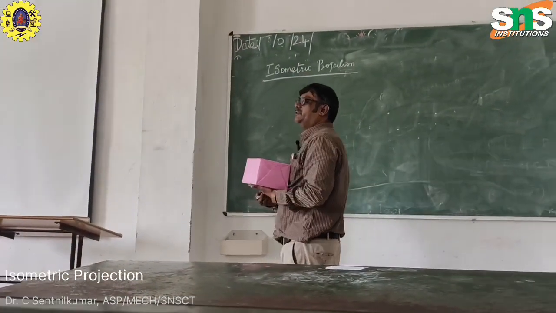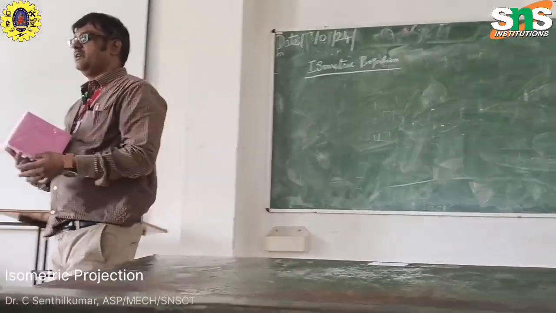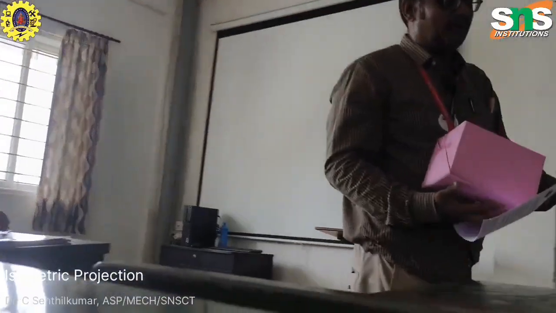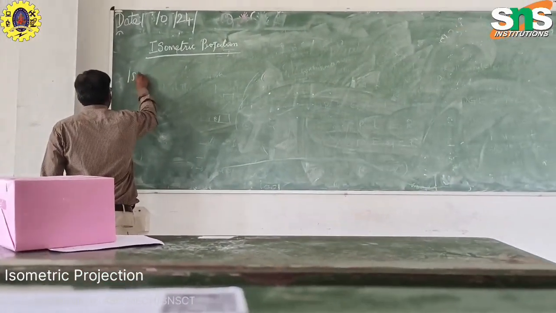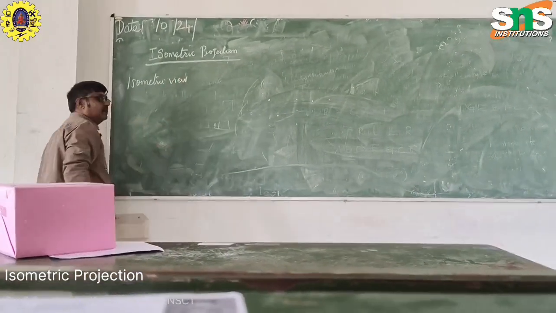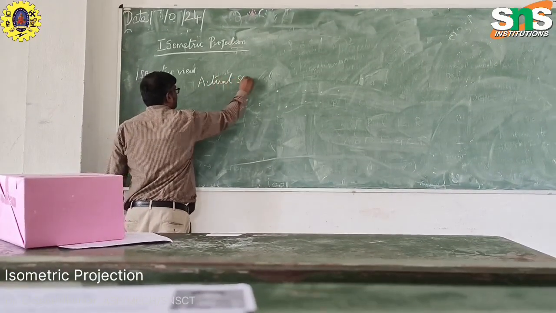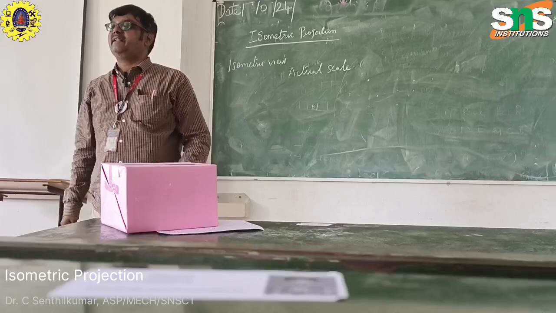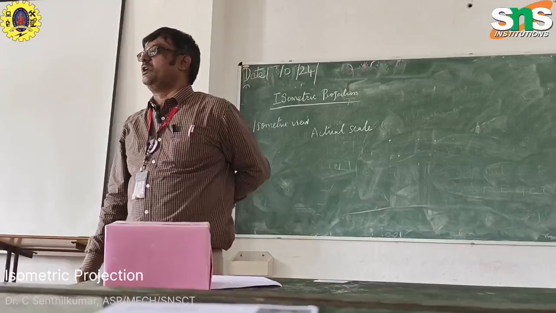In this isometric view and projection, there is a small difference between the isometric view and the isometric projection. Isometric view follows the actual scale. Actual scale means if they give 1 centimeter, that is 1 centimeter only.